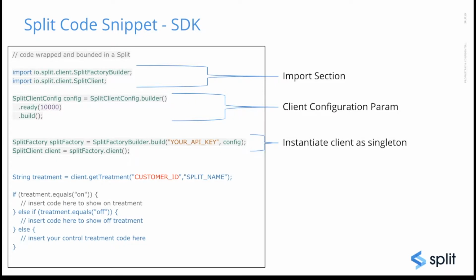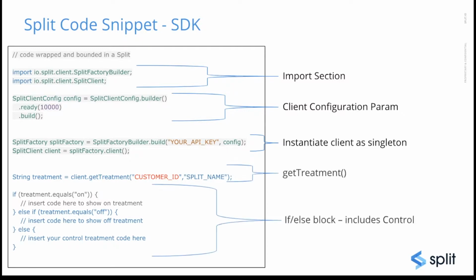Next, we initialize the split factory object, which is a standard factory object, to which we pass the API key that we got from the Split admin UI, and we pass the config object. Then from the factory instance, we can get a client instance so that we can use it for the treatment calls. For the treatment calls, we simply pass the customer ID, and that should be a unique ID that can identify your customer or the current user that's using your page.